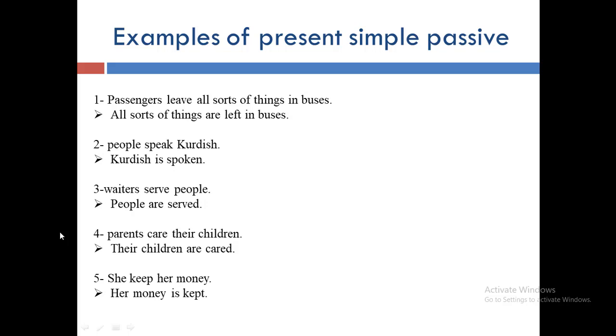Their children is a plural because children, like people, like all the plural nouns, or let's say like women, like men, like police. They are plural nouns. So we say their children are cared. Care is a verb here. She keep her money. Okay.